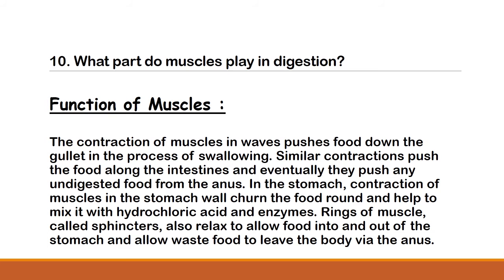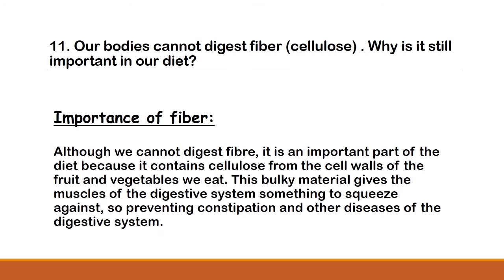In the stomach, contraction of muscles in the stomach wall churn the food round and help to mix it with hydrochloric acid and enzymes. Rings of muscle, called sphincters, also relax to allow food into and out of the stomach and allow waste food to leave the body via the anus.